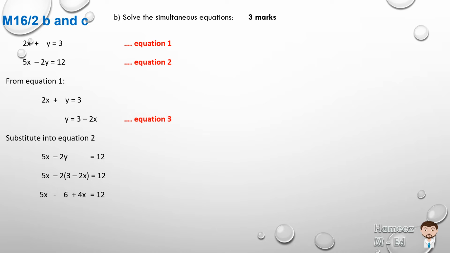So we can rewrite it. Let's carry the minus 6 across. So what will be left on the left-hand side? 5x plus 4x is equal to 12. And the minus 6, when we carried it across, became plus 6.